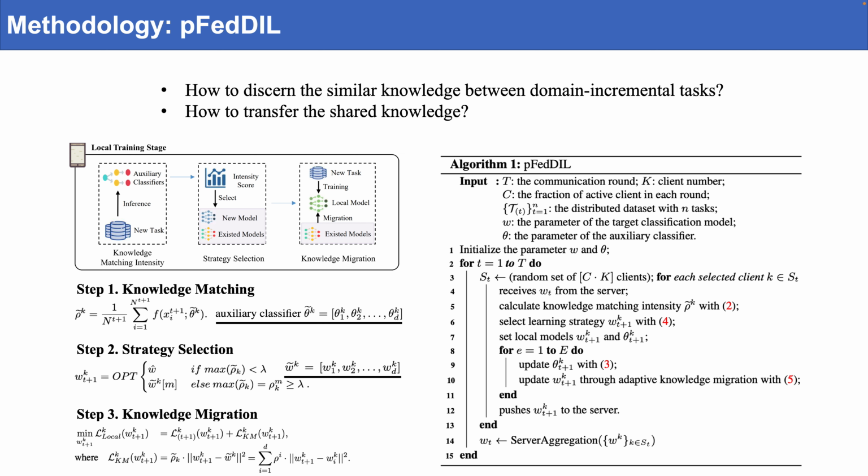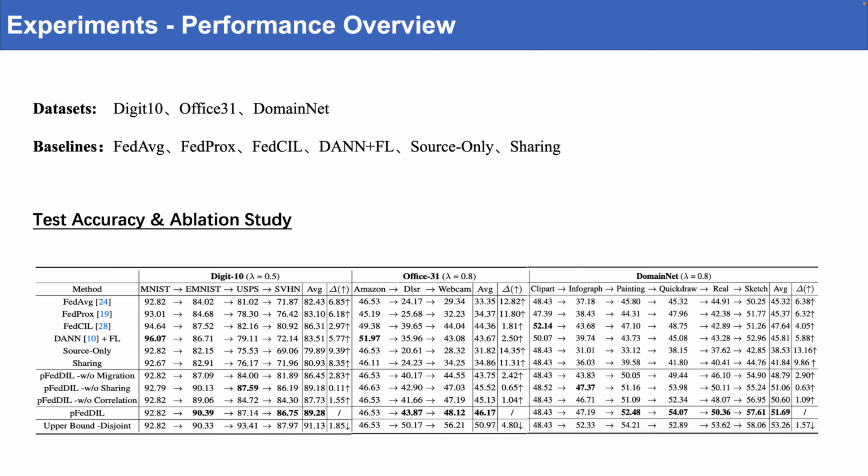The last step is the knowledge migration. Then each client migrates the knowledge from other existing personalized local models to assist the training with a calculated knowledge matching intensity. In our experiments, 3 common datasets and both representative FL methods and FIL methods have been used to verify the effectiveness of the proposed method.